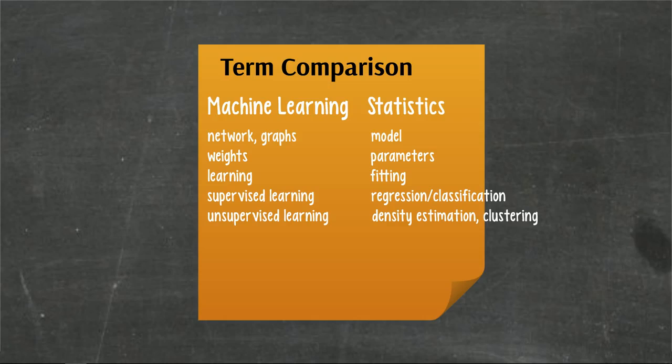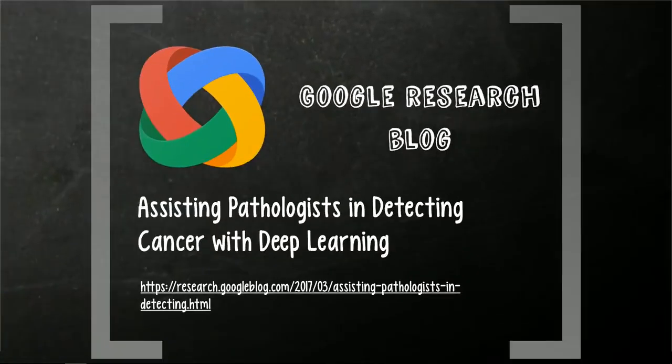But for now, I want you to pay attention to the Google Research blog. Something that I want to do in all of these videos is provide you with a current article that highlights some cool things that are going on in machine learning today. So if you haven't checked out the Google Research blog, you should definitely do so. This is a great article on how a deep learning algorithm is being used to assist pathologists in detecting breast cancer. Very cool application of machine learning, worth the read.